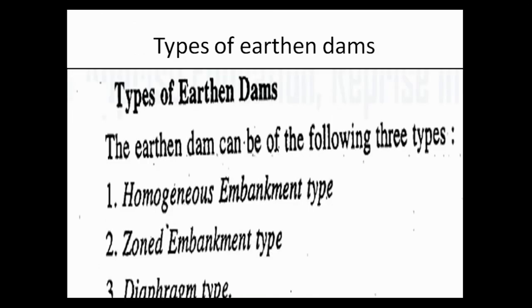The first one is the homogeneous embankment type. Normally an earthen dam is also called an embankment. The second one is the zoned embankment type. The third one is the diaphragm type embankment. Now, what are the basic differences between these types of earthen dam? Homogeneous, as the name itself indicates, means that if we are using the same material to construct the whole dam, then it is called a homogeneous embankment type dam. This is the simplest type of earthen dam.